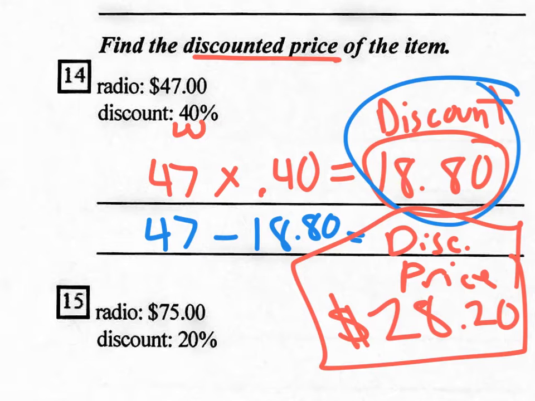So if it were to say, find the discount, all right, that would be finding 18.80. But if it says find the discounted price, well, you got to take that discount and actually subtract it from your original price to get your discounted price. Okay.